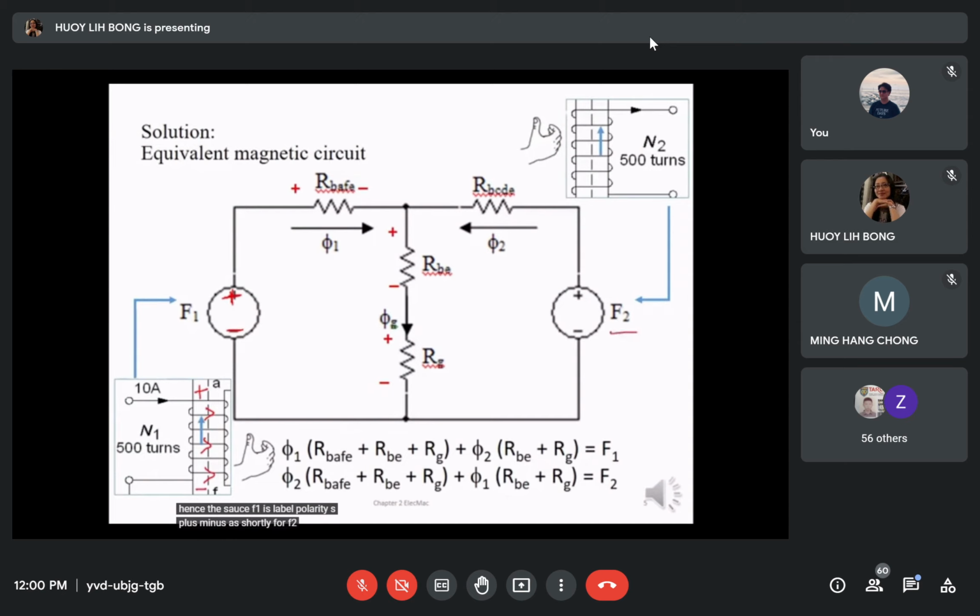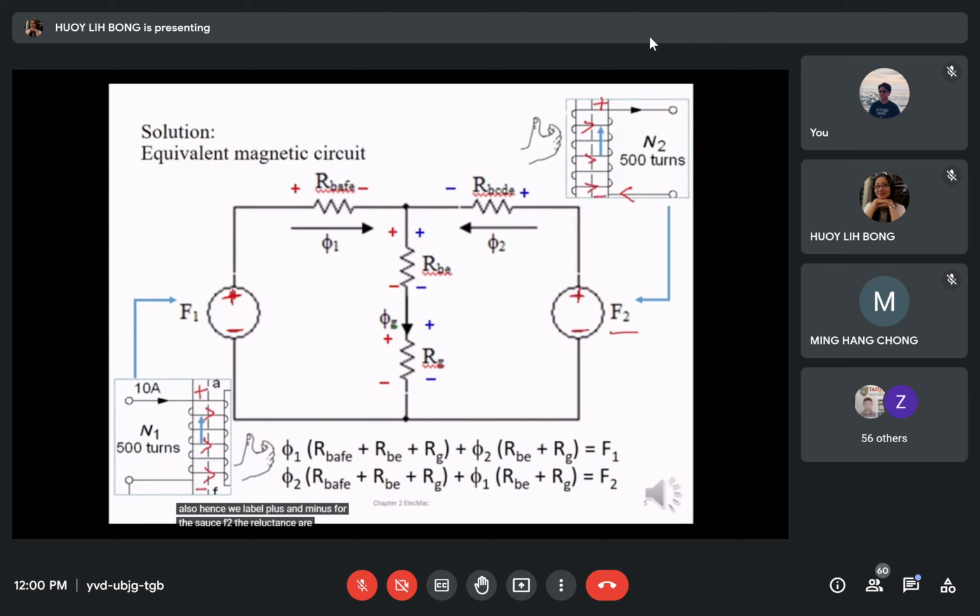For F2, also repeat the same method. We coil our fingers according to the direction of current and the winding. We will get the flux flowing from the bottom to the top also. Hence, we label plus and minus for the source F2.